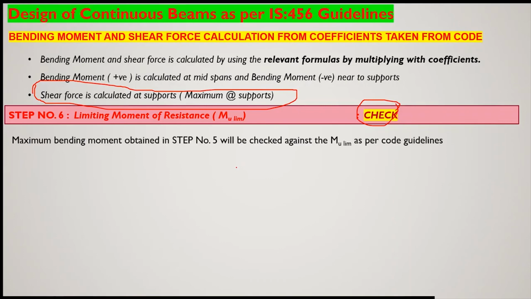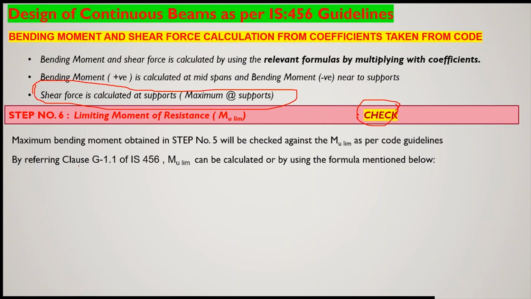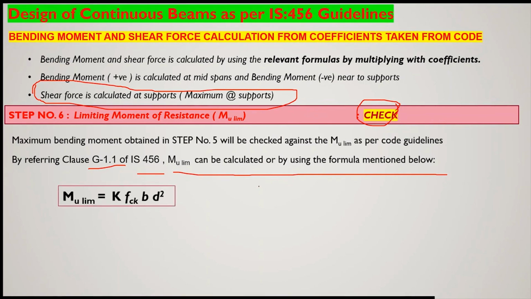The maximum bending moment obtained in step number 5 will be checked against Mu limited as per the code guideline we have already discussed by referring to clause G-1.1. That means you have to refer to Annexure G of IS 456, where Mu limited can be calculated using the formula mentioned below. Mu limited is given by this formula. K is a constant, fck depends on the grade of concrete, the characteristic compressive strength of concrete, and b and D are the dimensions of the beam.